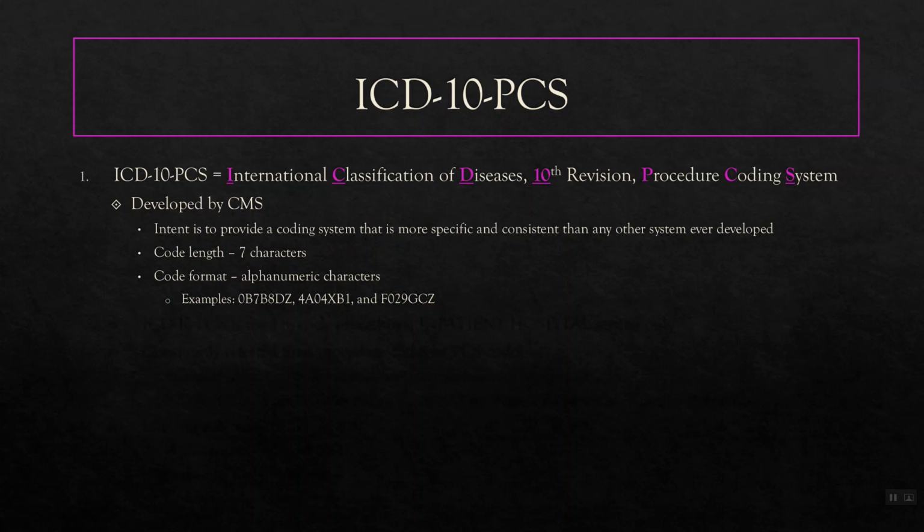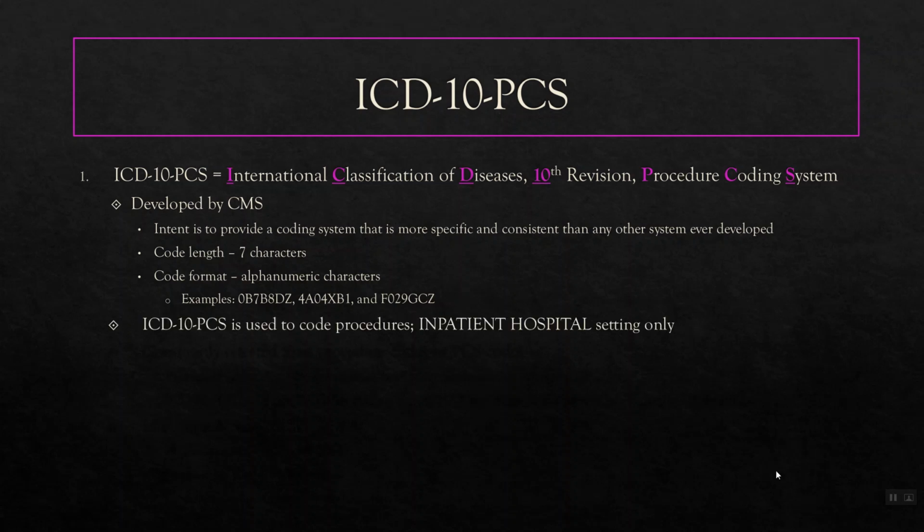This is different from ICD-10-CM, where we said an ICD-10-CM code can range from 3 to 7 characters. An ICD-10-PCS code is always going to be 7 characters, no matter what. So our code format here is alphanumeric, just like CM, and we have some examples below.